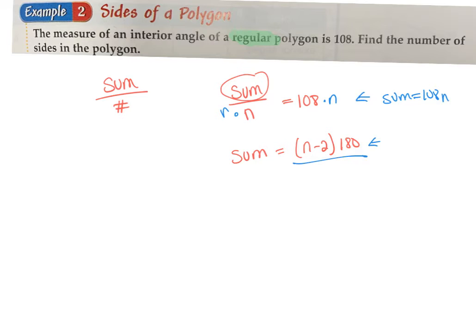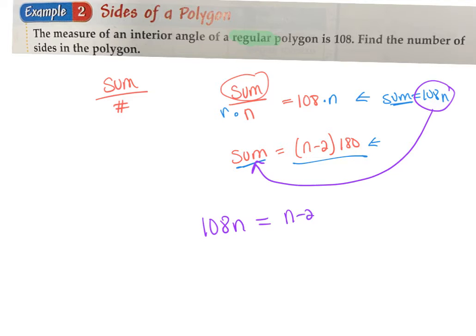If they both equal the same thing, what can I do with them? What can I do to solve? Substitution. So I can take this 108 times n and plug it in for what the sum equals, because I just said that's what it equals. So 108 times n should equal n minus 2 times 180. So how do I solve? Well, you need to distribute.